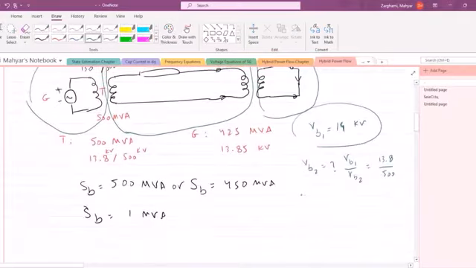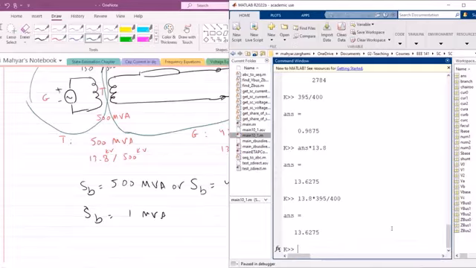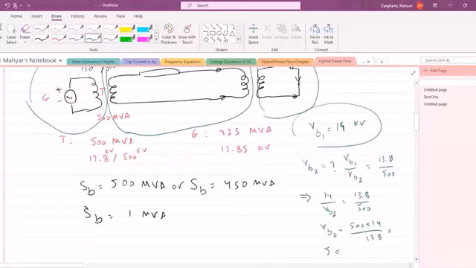So this means that once I chose V base 1 to be equal to 14, then V base 2 should be found from this. So V base 2 should be 500 times 14 over 13.8, which is 507.25. But if I had chosen 13.8 instead of 14, then what would have been the voltage base V base 2? It would be simply 500, right?